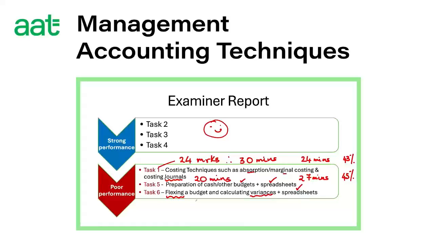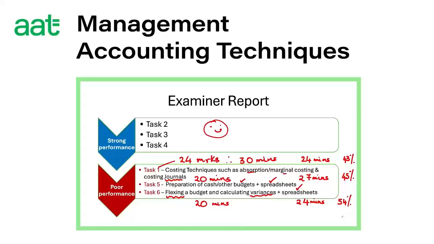The notional time for this task, being a 16-mark task, is also 20 minutes. On average, students took 24 minutes to complete the task. That's what the examiner report says. And 46% of students achieved the required competency level. But this then is the least well-performing task. So task 6 is really the area where you need to be careful.